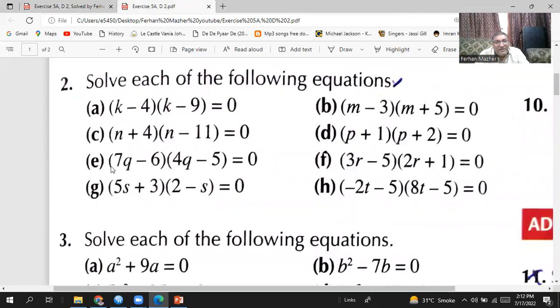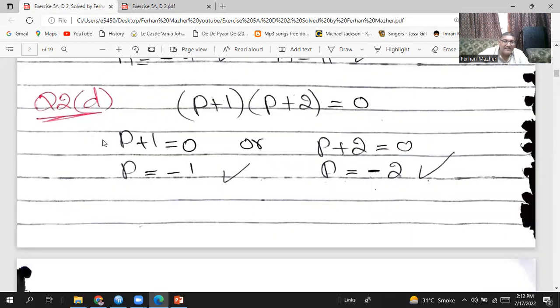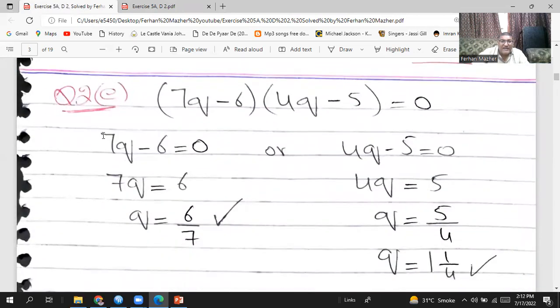Okay, E part, 7q minus 6 in one bracket. In the other bracket, we have 4q minus 5, and they are multiplying. Their answer is 0. So either the first bracket is 0 or the second bracket is 0. We will make them both equals to 0. So 7q minus 6 equals to 0. Take this minus 6 to the other side. So 7q is equals to 6. The q will be equals to 6 by 7. That's the one solution.